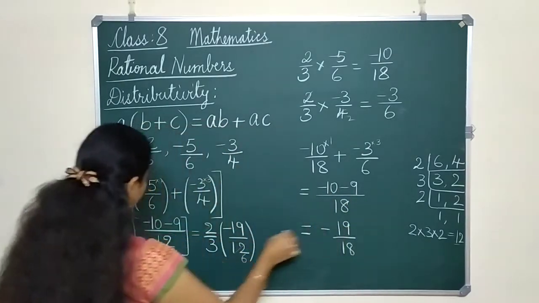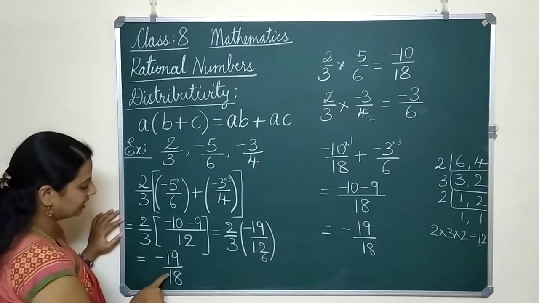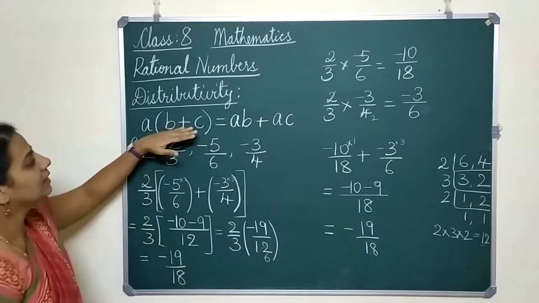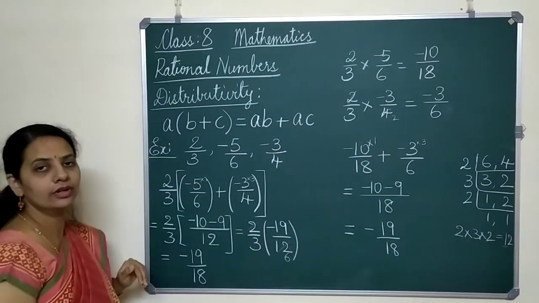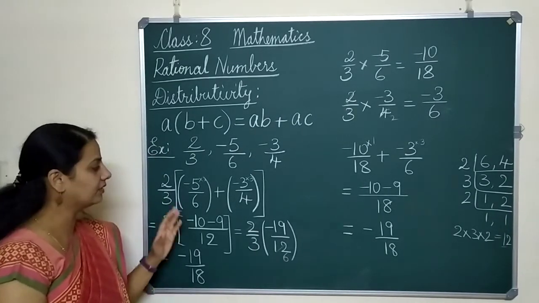So this and this are matching. Here also you got minus 19 by 18, here also you got minus 19 by 18. So this property holds good for rational numbers. So you have understood this much, children?